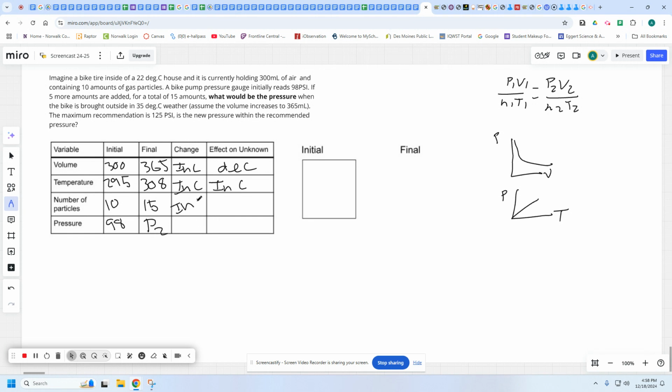And then finally, the number of particles increase versus pressure, and we have data from class that suggested that pressure compared to number of particles was also a linear line. Because at zero number of particles, you should have zero pressure conceptually, because there's no particles to apply force on a surface area. So if we increase the number of particles or amounts of particles, the linear graph suggests that the pressure should increase also. So I'm going to put an increase.